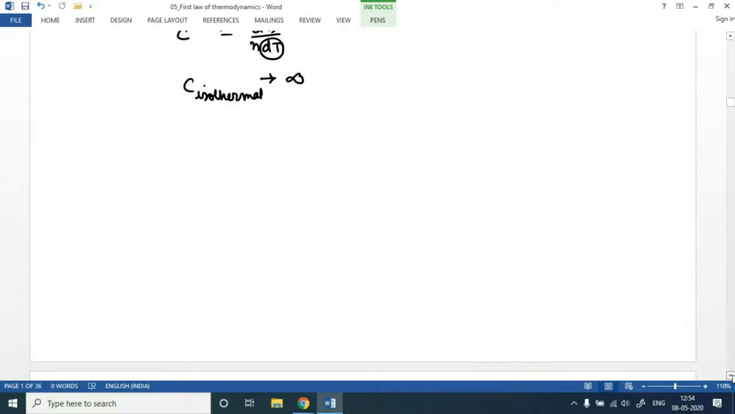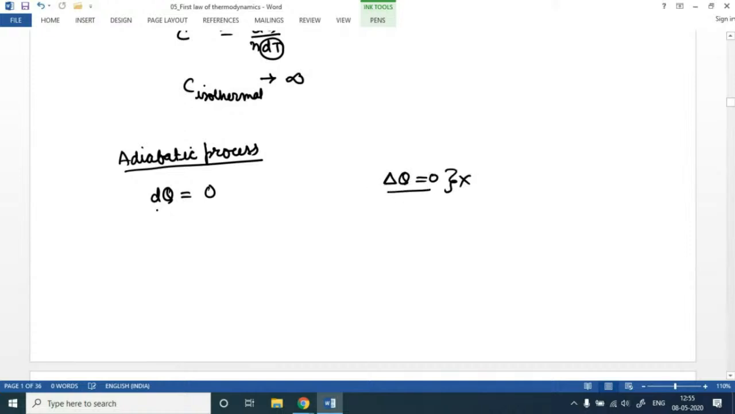Now let's look at another important process, and that is adiabatic process. Adiabatic process is the process in which in every small step the heat exchange between system and surrounding, let's say dQ, is equal to 0. So that is how adiabatic process is defined. Okay, so please understand, delta Q is equal to 0 does not ensure that the process is adiabatic. So at every step dQ should be equal to 0 over here.